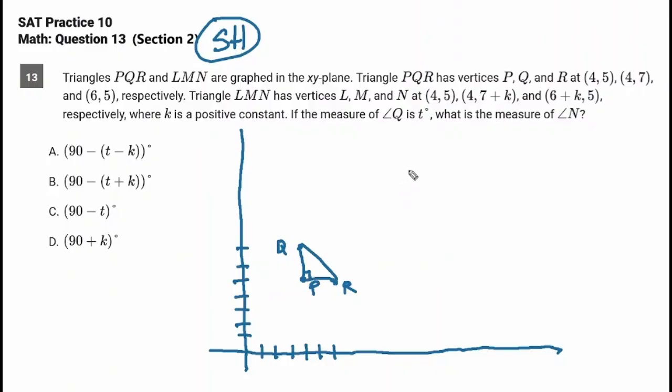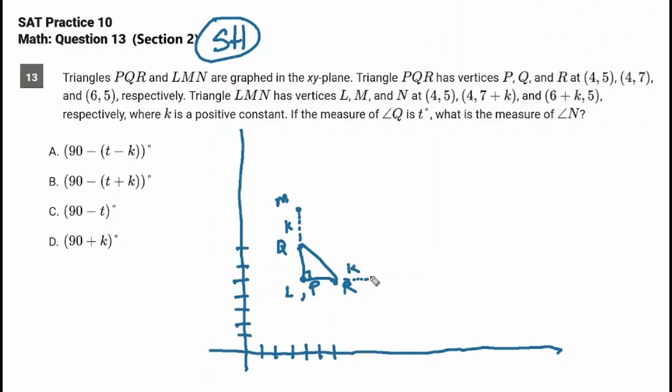Okay, now let's do LMN. So LMN is at (4, 5). Hey, look, that's the same place. So in addition to this being P, it's also L. 4, same here, 7. There's 7 plus K. So I'm just going to go out here on a dotted line. I don't know what K is, so I'm going to make that K. All right? This right here is what? What point is this? It's M. And then N is 6 plus K. All right, so again, there's 6 over the same basic amount.